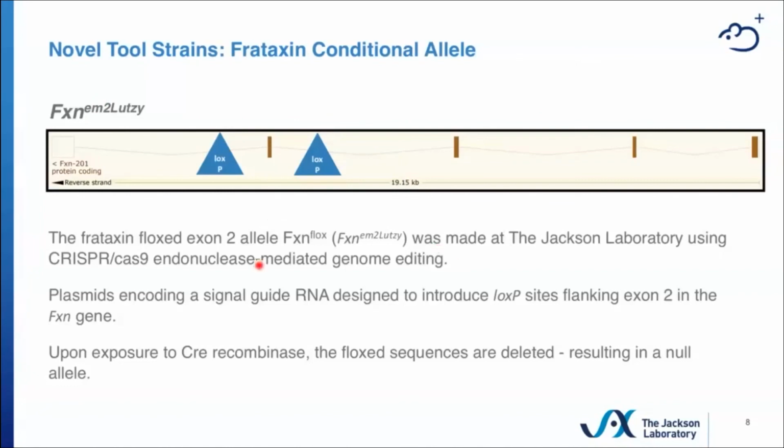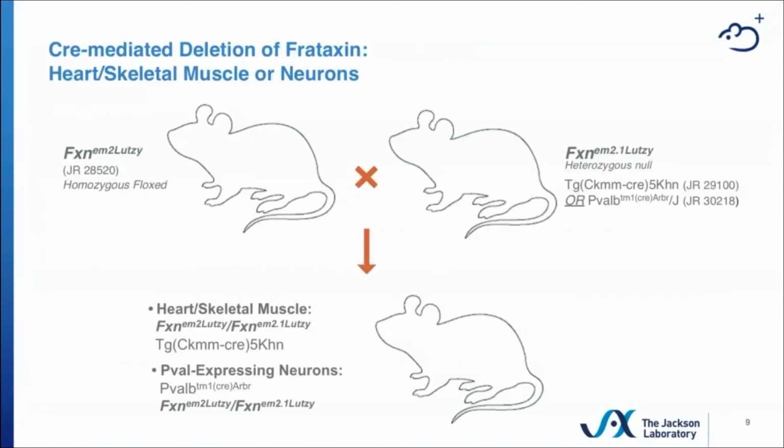So in addition to making the frataxin flox allele, we also made a knockout. And very much like Helene Puccio, we used a strategy of a flox allele with a knockout over a conditional to have tissue-specific depletion of frataxin in various tissues to really sort of see what we could look for in a phenotype. And this is just a diagram of what that would look like.